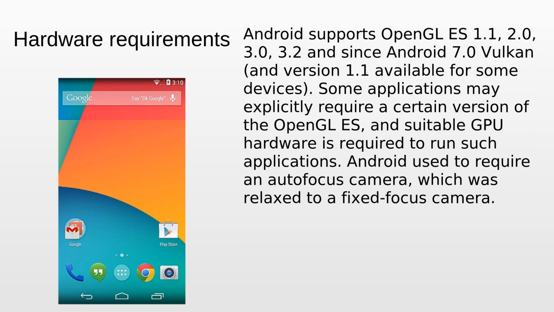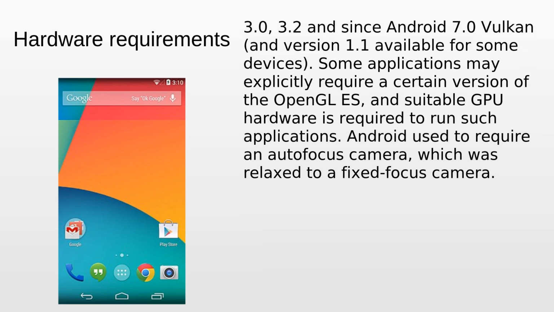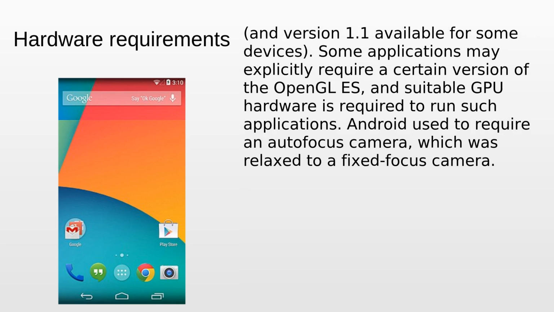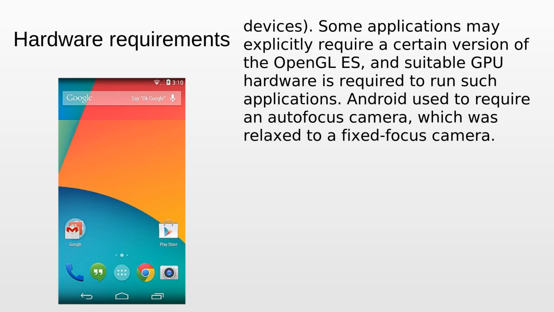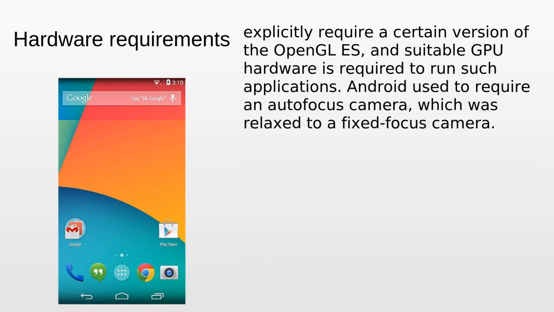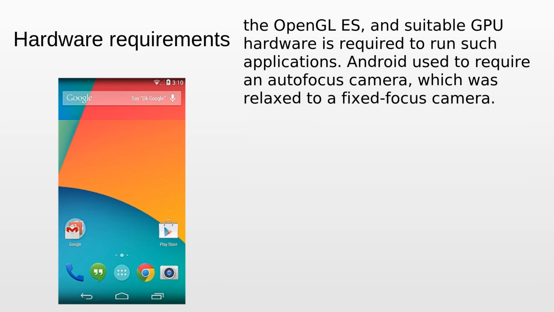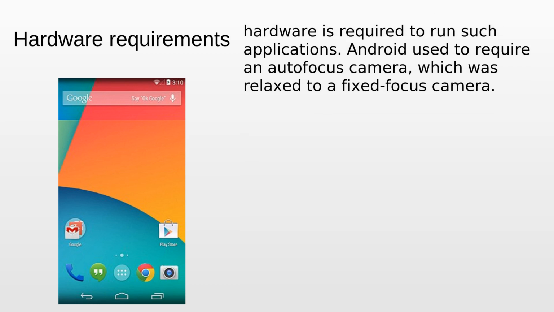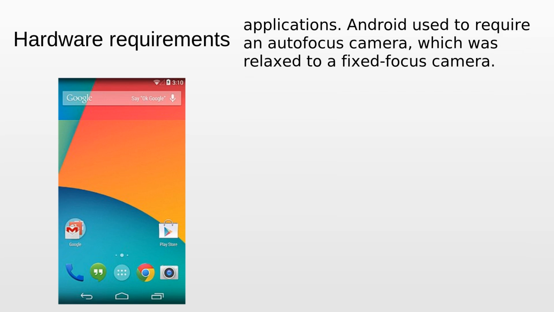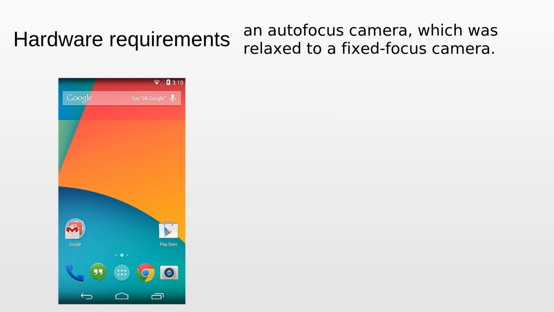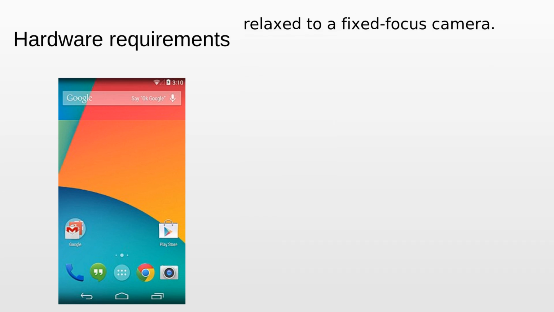Android supports OpenGL ES 1.1, 2.0, 3.0, 3.2 and since Android 7.0 Vulkan, and version 1.1 available for some devices. Some applications may explicitly require a certain version of the OpenGL ES, and suitable GPU hardware is required to run such applications. Android used to require an autofocus camera, which was relaxed to a fixed focus camera.